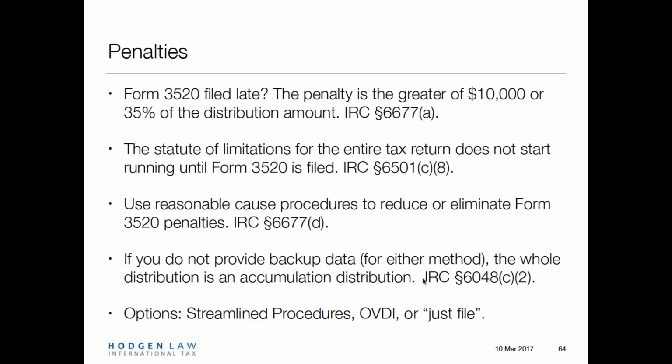Extra kicker here. You remember how right at the start I said, data transparency is really, really important to the government in this situation. If you do not provide backup data to the government to their satisfaction, Section 6048(c)(2) says the government can treat the entire distribution as an accumulation distribution. So that's an additional stick they have to beat you with. Your options are streamlined procedures, OVDI, or just file and use the reasonable cause procedures as you choose. And that obviously is a complex analysis to figure out what's the least bad way to go.